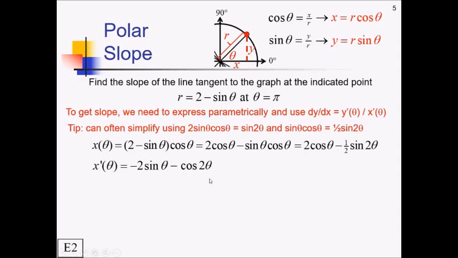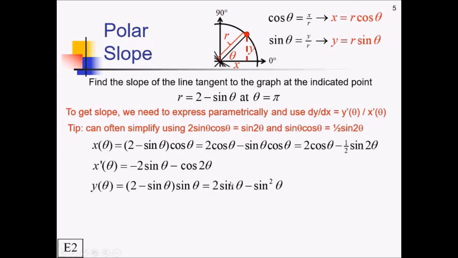All right, pause the video and see if you can figure out y and y prime based off of what we just said here. So now the y function, that's going to be r sine of theta. So that's the radius here, 2 minus sine of theta times the sine of theta. And multiplying that out, I've got 2 sine of theta minus 2 sine squared of theta. Now, I don't have to really worry about any product rules here. I can just take the derivative.